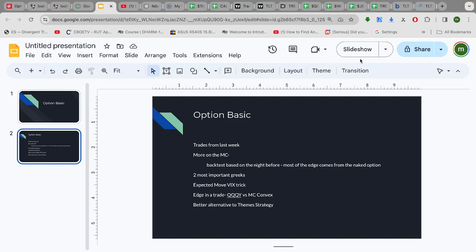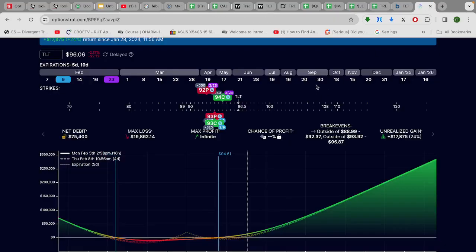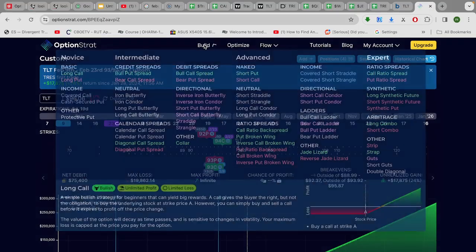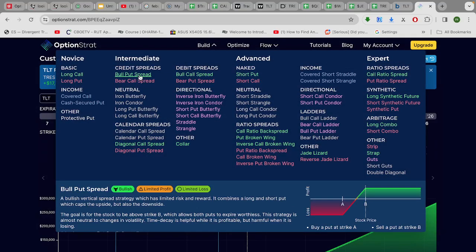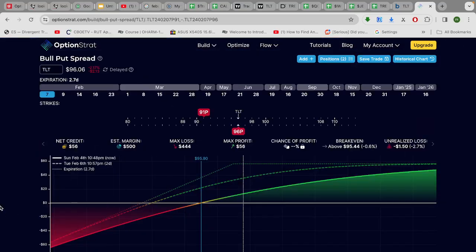All right, the max convexity trade. Let's look at this max convexity trade. So let's do this. Let's build a bull put spread. All right. And let's do it on QQQ.